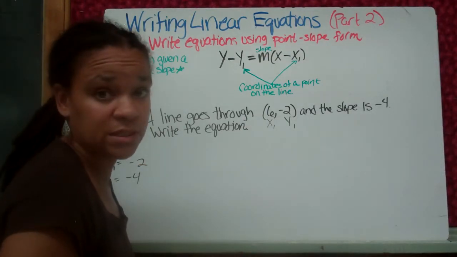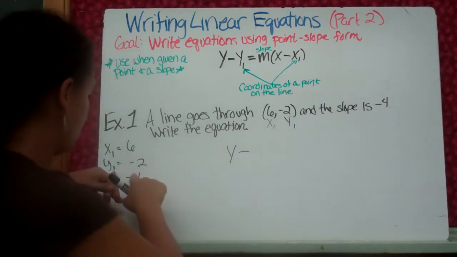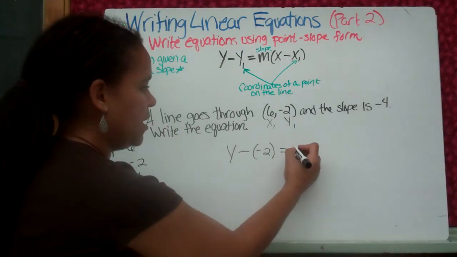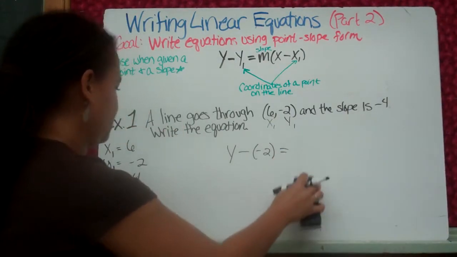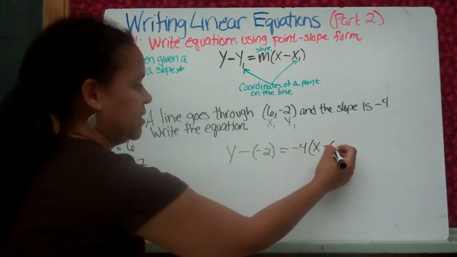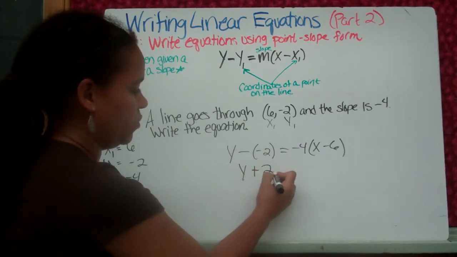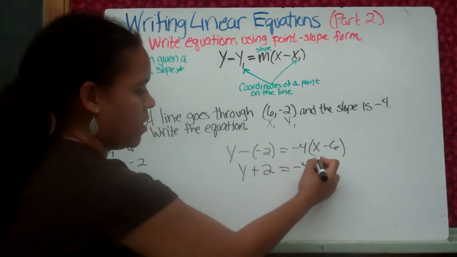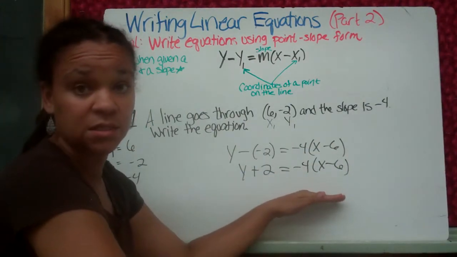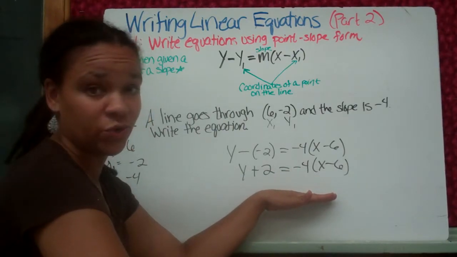So if it were written in point-slope form, we would just write y minus -2 is equal to m, or we know m, -4 times x minus 6. If we simplify that, it would be y plus 2 is equal to -4 times x minus 6. If you're told to keep it in point-slope form, that's it. There's nothing else you need to do.